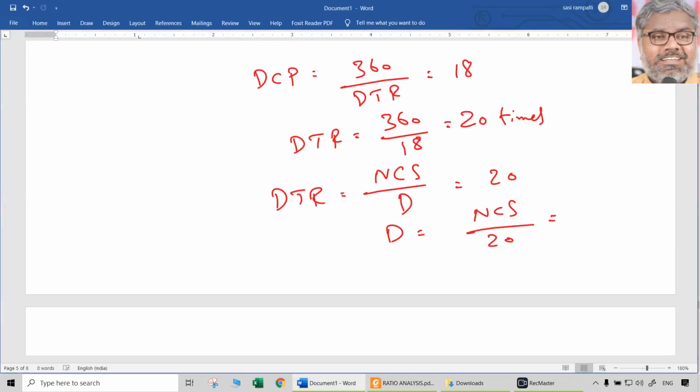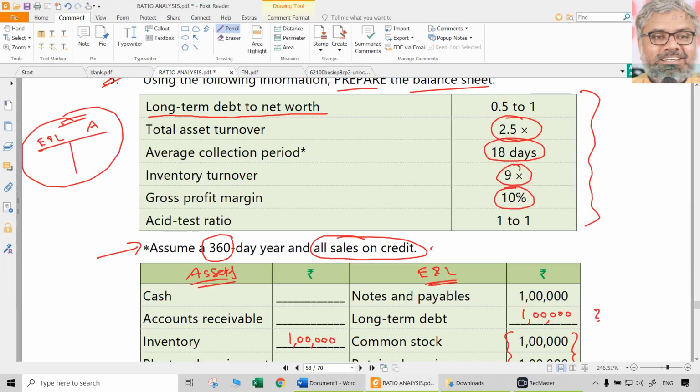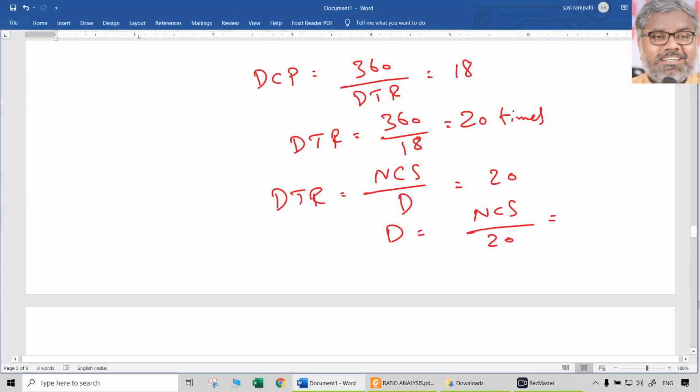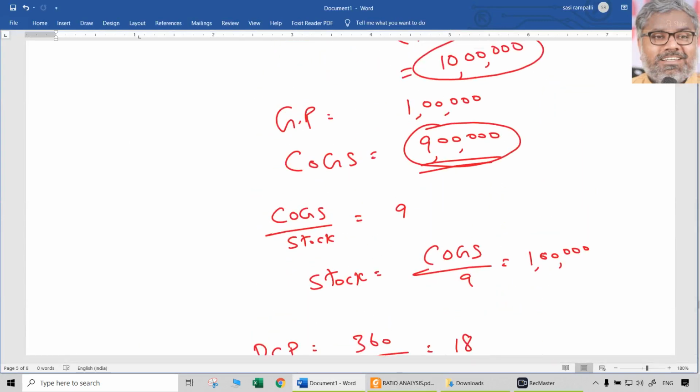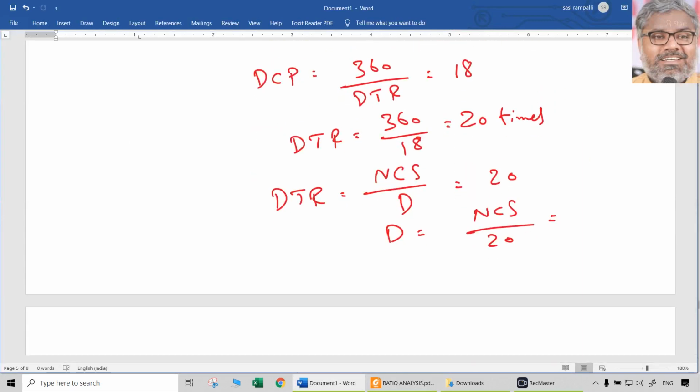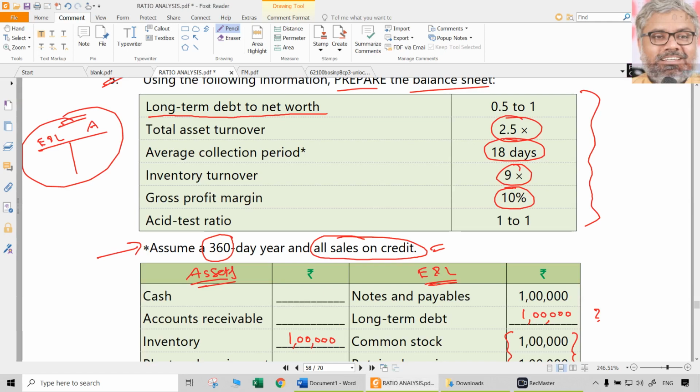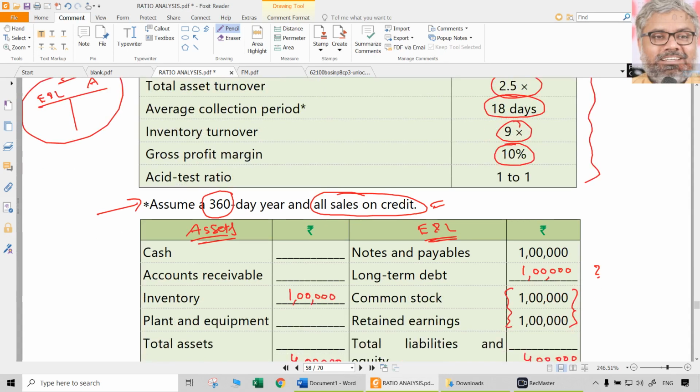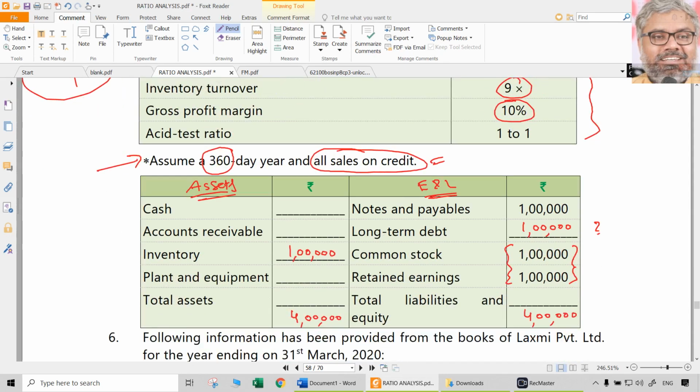Here there is no split between credit sales and cash sales. All sales are assumed to be on credit. So sales we know. Sales how much? 10 lakhs. All are on credit. So 10 lakhs divided by 20 is debtors. How much will that be? 10 lakhs divided by 20 means 50,000 is receivables. That is debtors. So we have another amount here, 50,000.